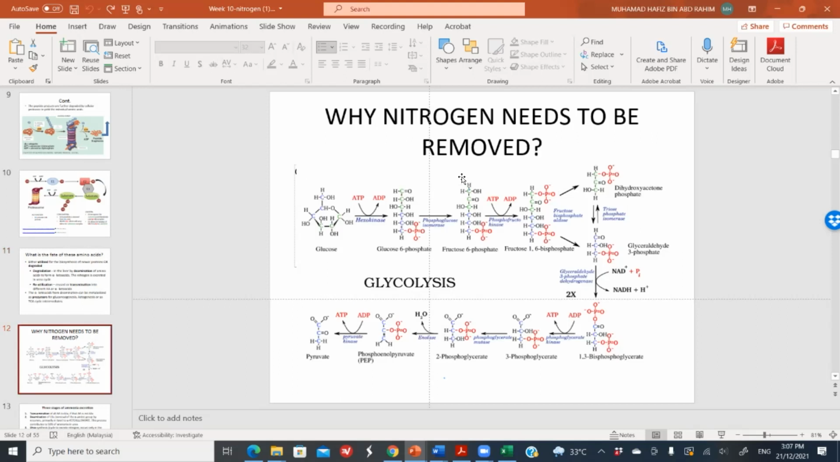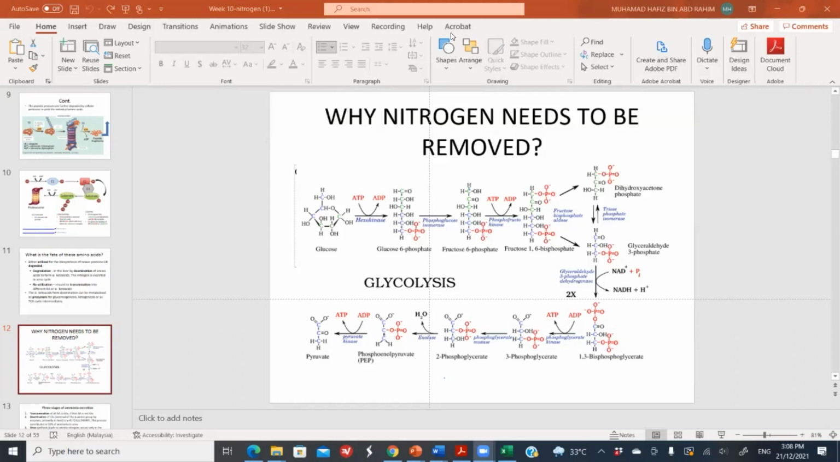Okay, why does nitrogen need to be removed? Because based on this reaction that we learned so far, there will not be even one molecule that contains nitrogen. Faham tak apa maksud dia? Anybody of you guys know what it means? Tak diperlukan. Maksudnya nitrogen ni tak diperlukan dalam semua reaction yang kita belajar.